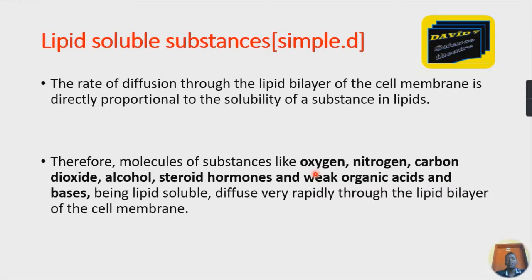Therefore, molecules of substances like oxygen and nitrogen are lipid-soluble substances. They include molecules of gases like oxygen, nitrogen, and carbon dioxide, molecules of alcohol, molecules of steroid hormones, and weak organic acids or bases. These are lipid-soluble and they will diffuse very rapidly through the lipid bilayer of the cell membrane.